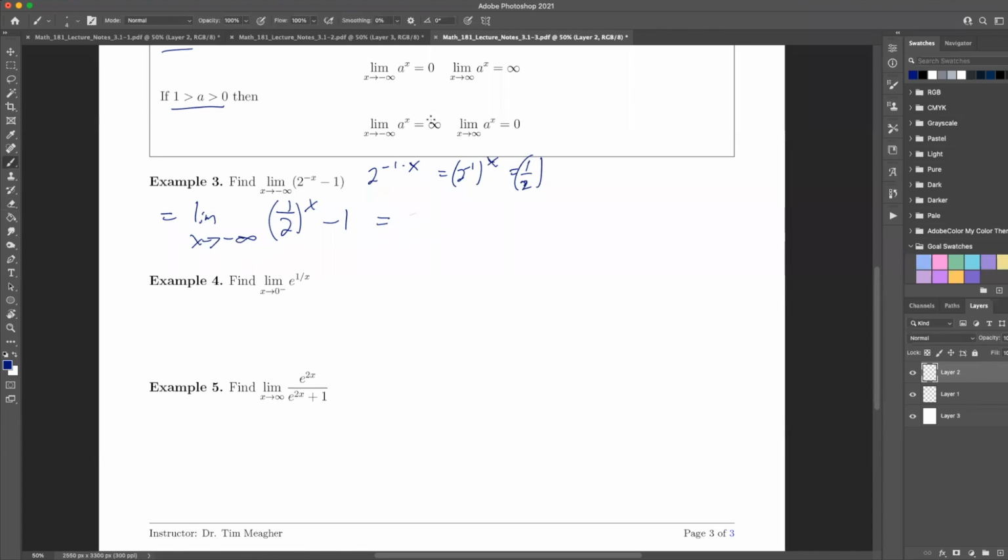Here it goes to positive infinity minus 1, well that's just still positive infinity. Okay. Sorry. If this was positive, it would go to 0, but this isn't, so it just goes to infinity. So this is what this limit is.